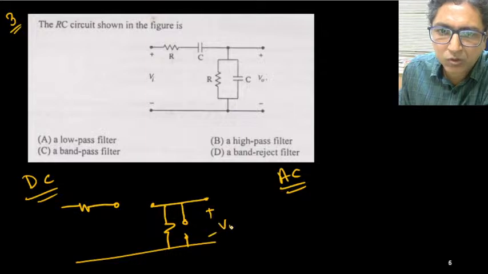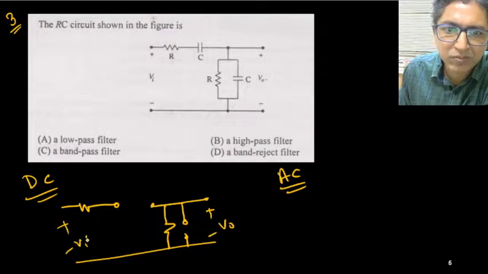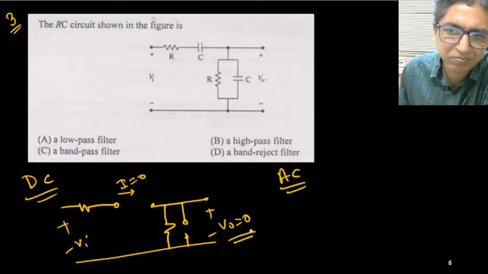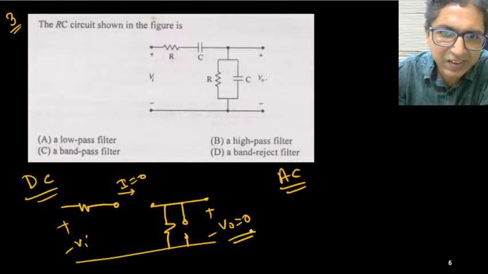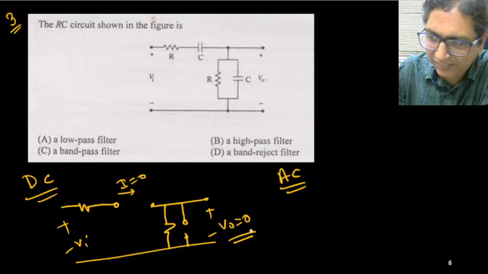So what is the output? This is your input. So you can see that here it is open, so this current is 0. No signal can go through, so obviously output is 0. Okay, so for DC, perfectly DC signal, output is 0.